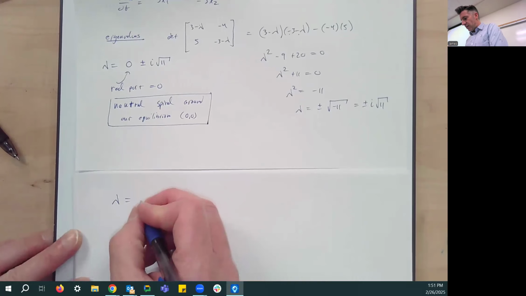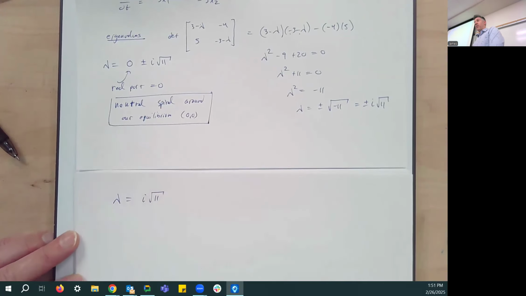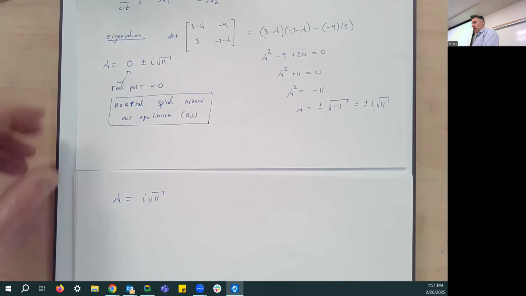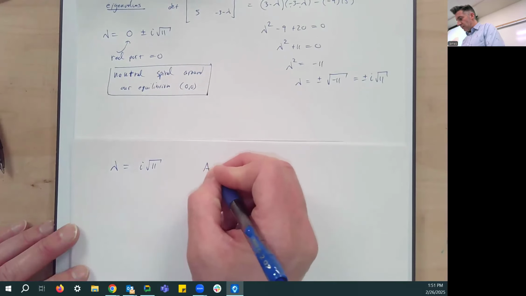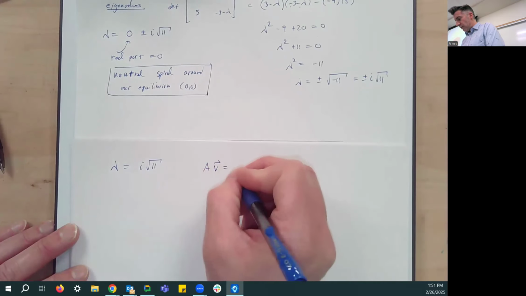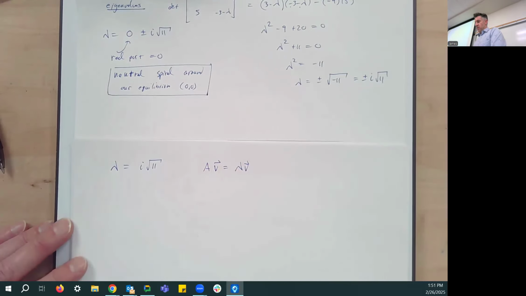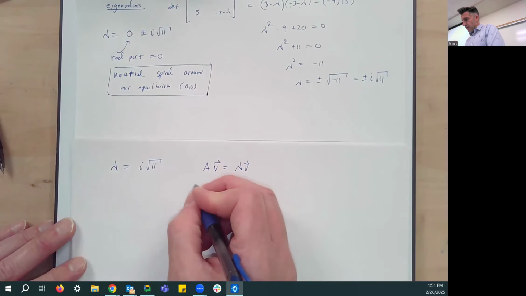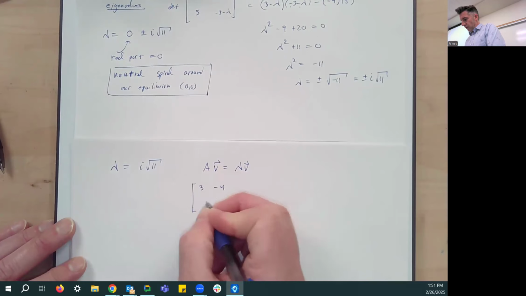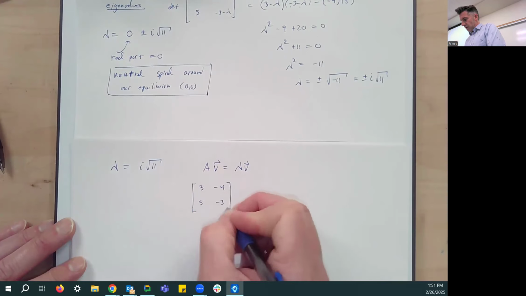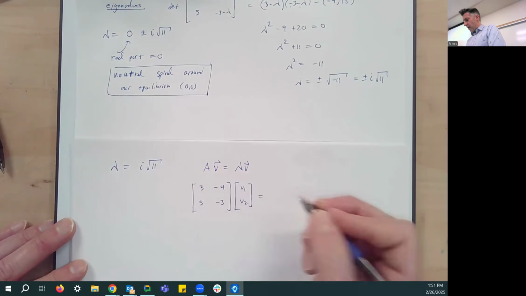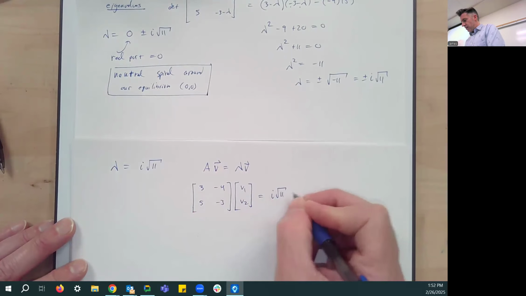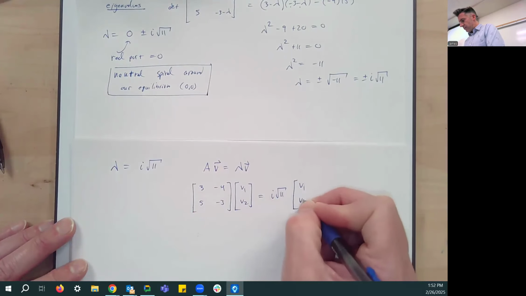So we're going to say that lambda is equal to i root 11. And then we're going to find the corresponding eigenvector. And I'm going to do it the way that he seems to prefer to do it, which is actually the way we find the other ones, is just by trying to solve A times your vector equal to lambda times your vector. So in this case, it's going to be [3, -4; 5, -3] times our vector, which he likes to call v1, v2, equal to our eigenvalue, i root 11, times our eigenvector, v1, v2.